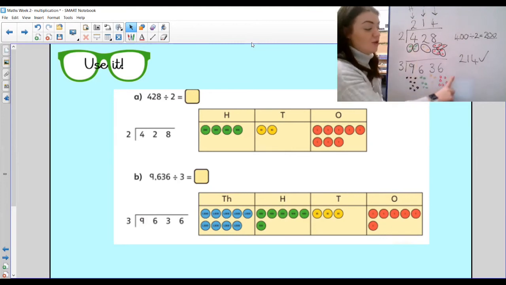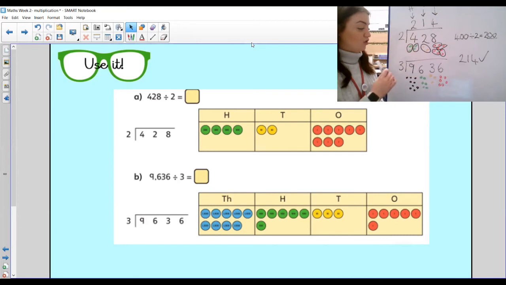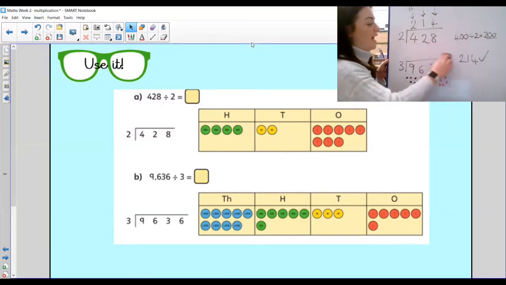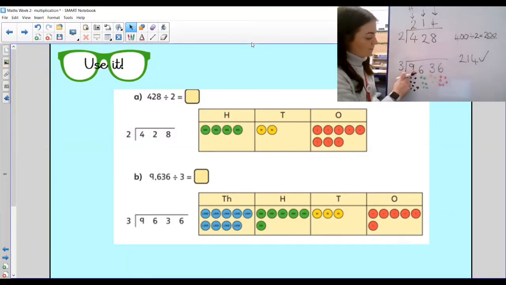Now this one here, no different whatsoever. It is just introducing that thousands column. It is exactly the same method as you have just done. So let's shrink that down so I've got a bit of space. I've got my thousands column. How many lots of 3 can I make with my 9 thousands here? Dots here, 1, 2, 3. I can make 3 groups. Remember that the number sentence I'm actually completing there is 9,000 divided by 3, and I've got a 3 in my thousands column, it's 3,000.